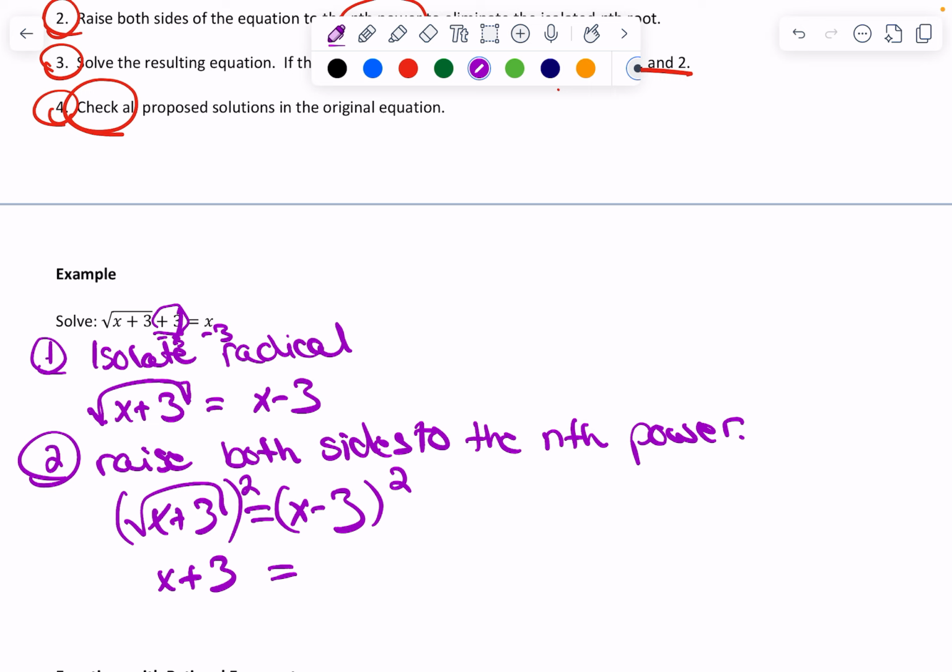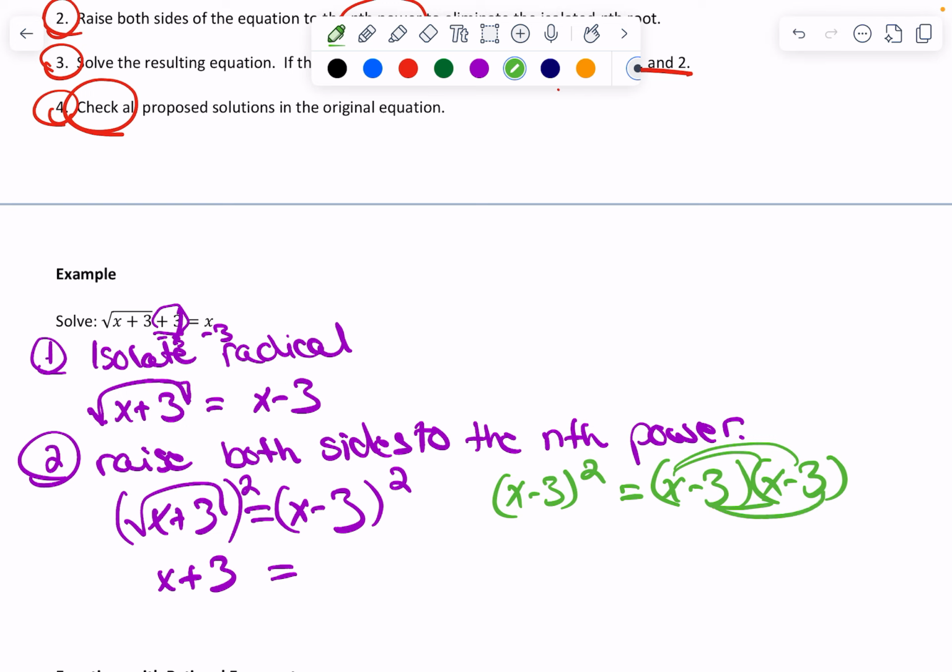Now, you have a couple of options for what to do with the x minus 3 squared on the right side. What you can do is this is the same thing as x minus 3 times x minus 3, which means that you would FOIL first, outer, inner, and last, and then combine like terms. And when we do this, we get x squared minus 3x minus 3x plus 9. So we get x squared minus 6x plus 9. So that would be on here, x squared minus 6x plus 9.